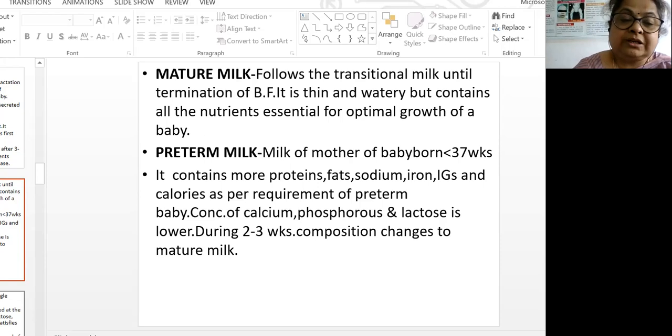Then I told you in the beginning that preterm milk is different from term milk. How is it different? Milk of the mother of a baby born at less than 37 weeks, that is a preterm baby, will contain more protein, fat, sodium, iron, immunoglobulins and calories as per the requirement of a preterm baby. Concentration of calcium, phosphorus, and lactose is lower. During 2 to 3 weeks, composition changes to the mature milk.